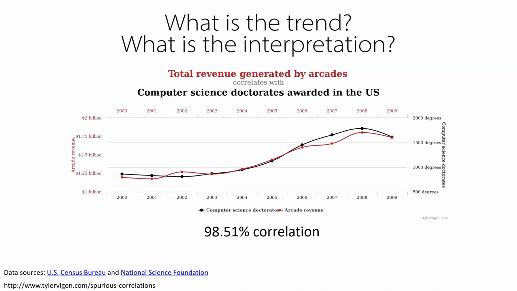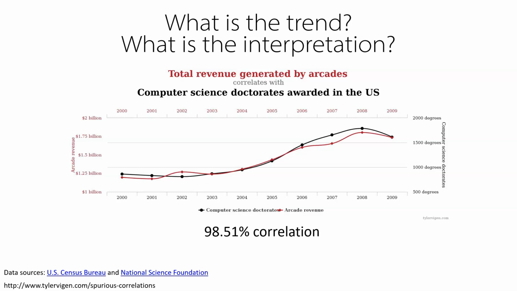You don't really have to think about the trend. The trend is just the description of what you see. The interpretation, that's when you start to think about reasons and causes. Can you think of one interpretation of this data? One interpretation might be, the more computer science doctorates there are, the better arcade games are being developed, and therefore arcades will make more money from those superior games. Or another interpretation might be, computer science doctorates love to play arcade games. So the more doctorates there are, the more arcade games they'll play.